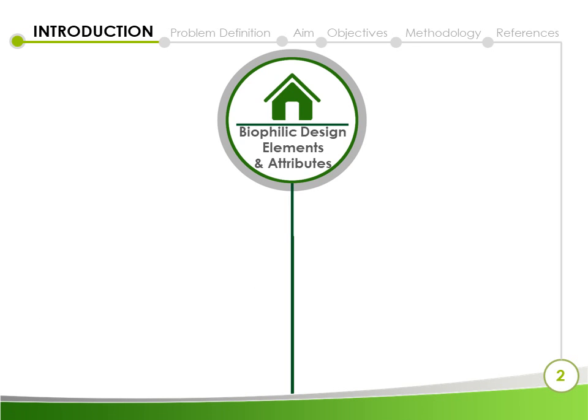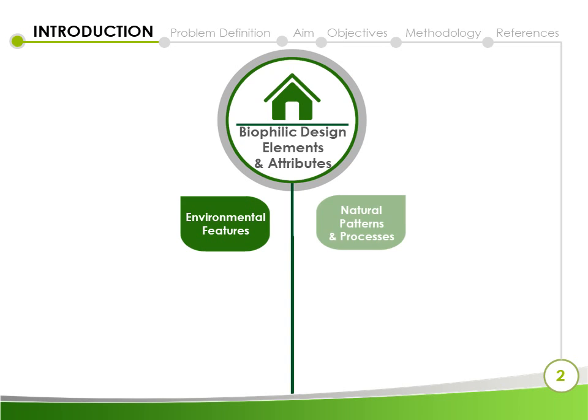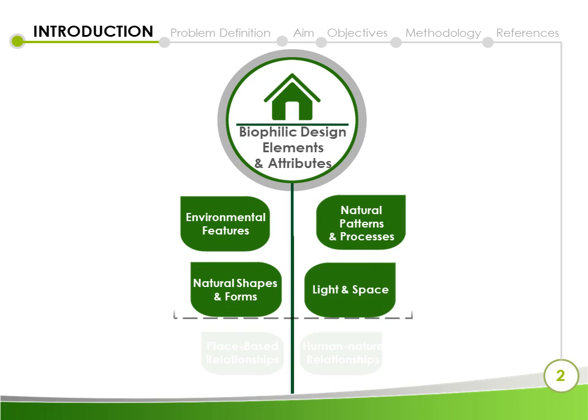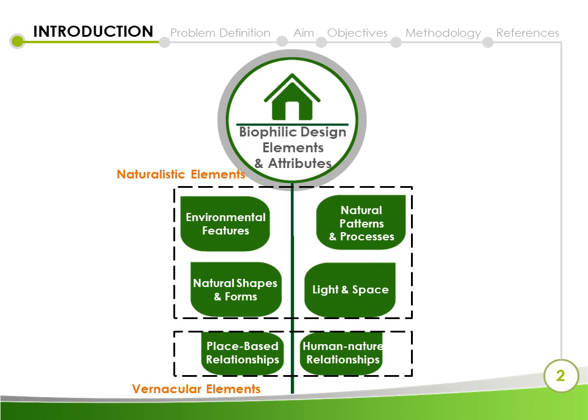Biophilic design elements and attributes have several classifications. First is the naturalistic elements, and second is the vernacular elements. The naturalistic elements comprise environmental features, natural patterns and processes, natural shapes and forms, light and space, whereas vernacular elements comprise place-based relationships and human-nature relationships.